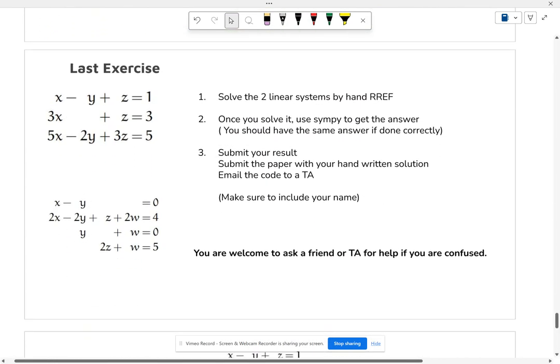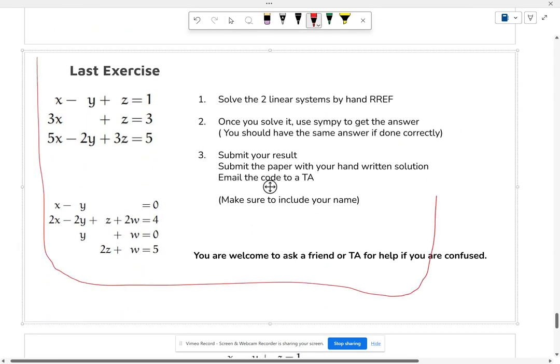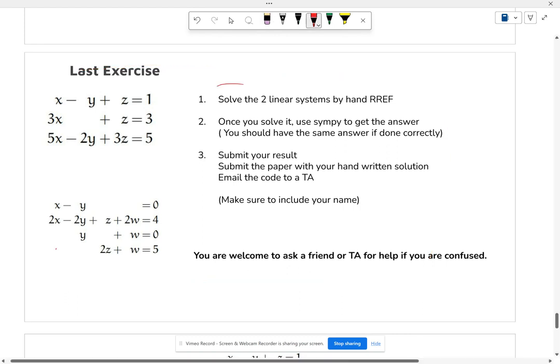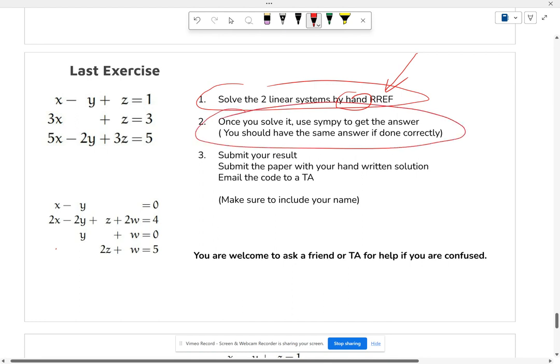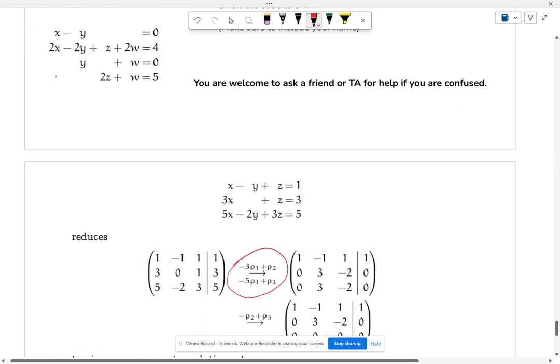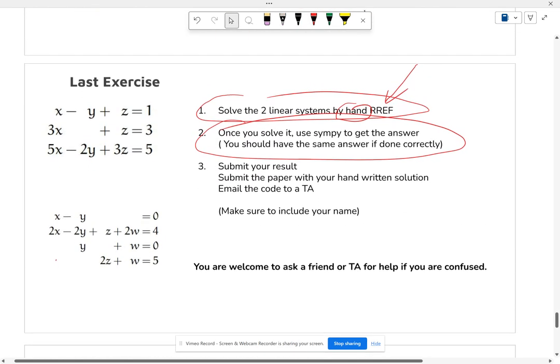For your exercise, you want to make sure you're able to do these two questions. What you want to do is solve the two linear systems by hand, going all the way to reduce them down to RREF. Once you solve them, then use SymPy to verify if you got it right. I think I have the solution here, but I haven't updated the notation. So you're welcome to use the slide and check it out.